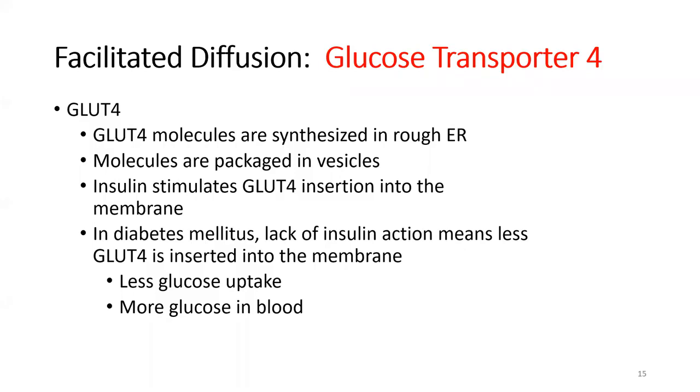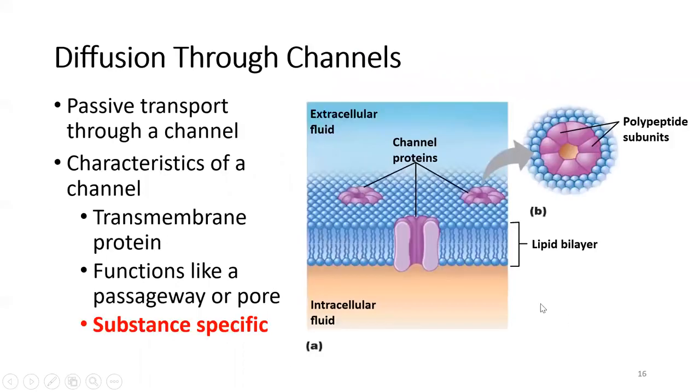So this is what the problem is. This is why diabetes mellitus is particularly problematic, because if we don't have insulin, there's no signal to insert more of these transporters in the membrane of cells so that we can take the glucose out of the blood into the cell and use it to make ATP. So the GLUT4 transporter is how we uptake glucose as an example of one of those transmembrane carriers.